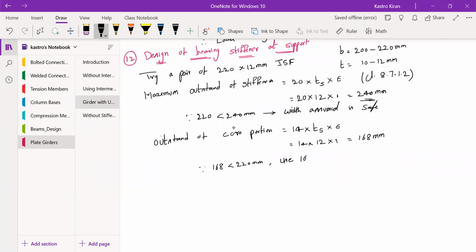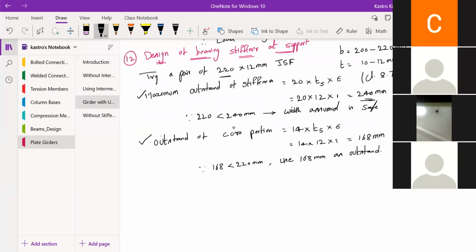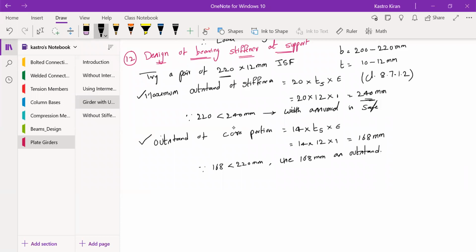So use 168 mm as the outstanding length or outstand. That's how you check the design of bearing stiffeners. If both these conditions are getting satisfied, then that means the width of the stiffener which you have adopted, that is 220 mm, is sufficient. Remember, both the conditions should get satisfied. So since both are satisfied, you can take the width of the stiffener as 220 mm.